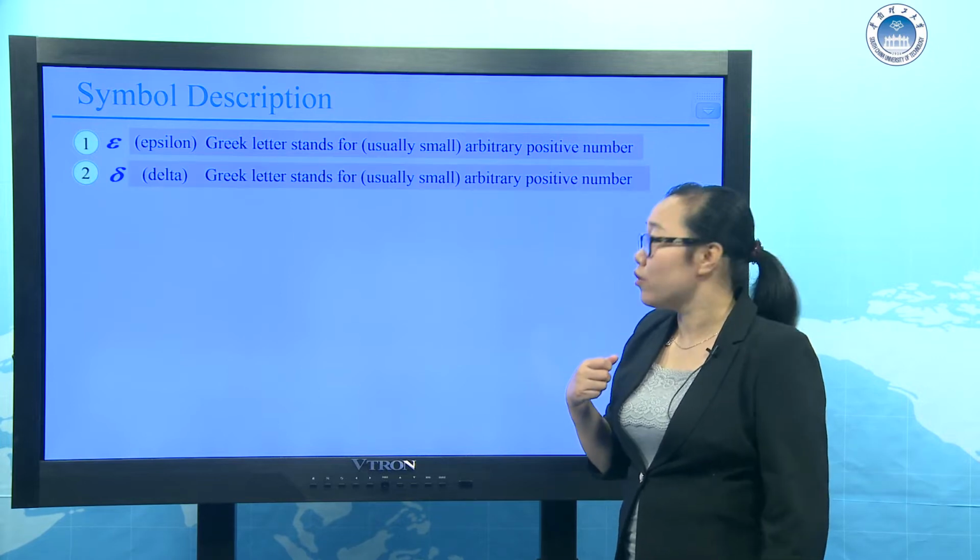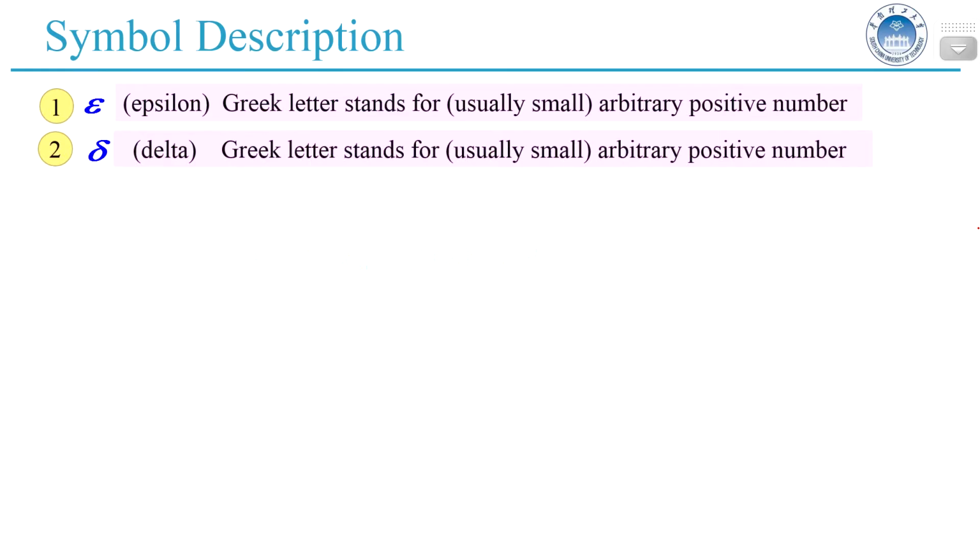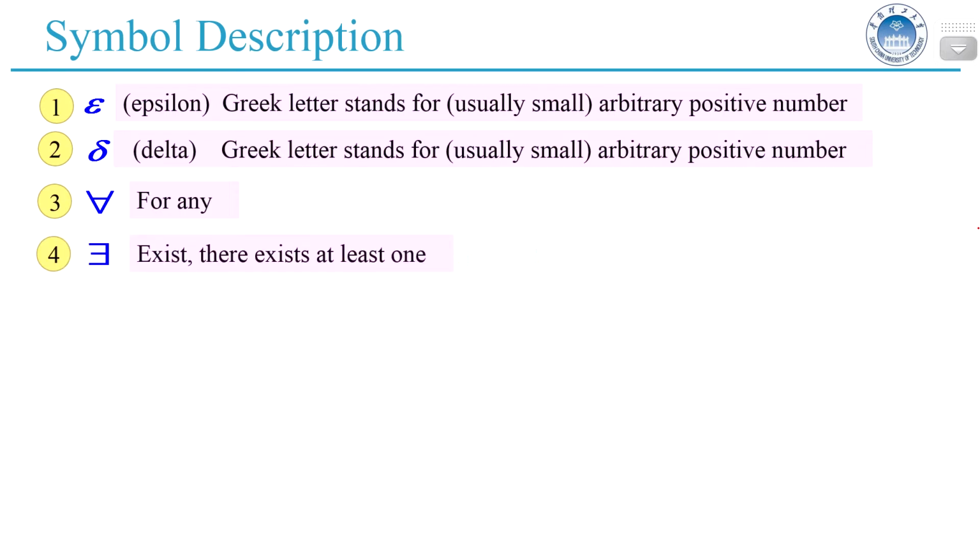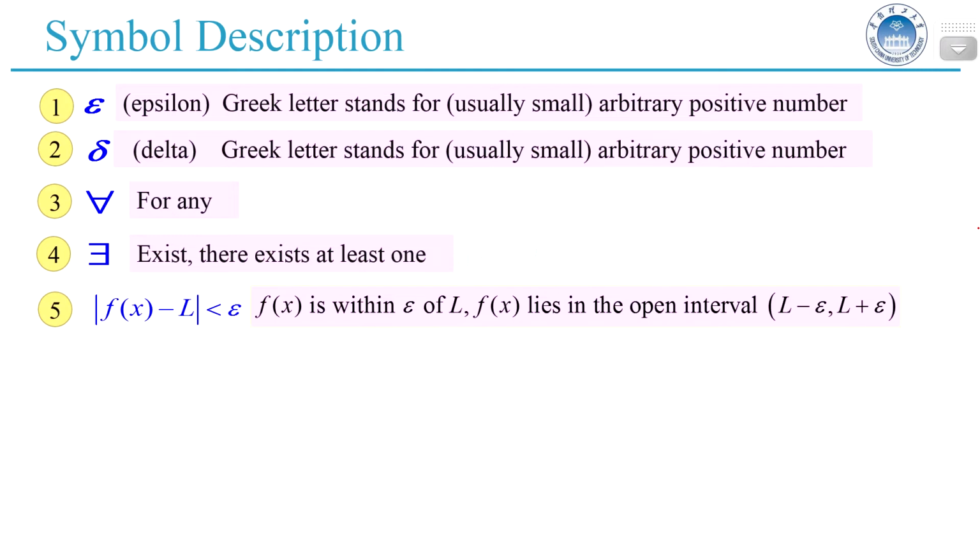The second, delta, the Greek letter, stands for an arbitrary positive number. This means for any, meaning any given number. The first means exist. There exists at least one. To find, this means f(x) is within epsilon of L. f(x), all the function values, lie in the open interval between capital L minus epsilon and capital L plus epsilon.